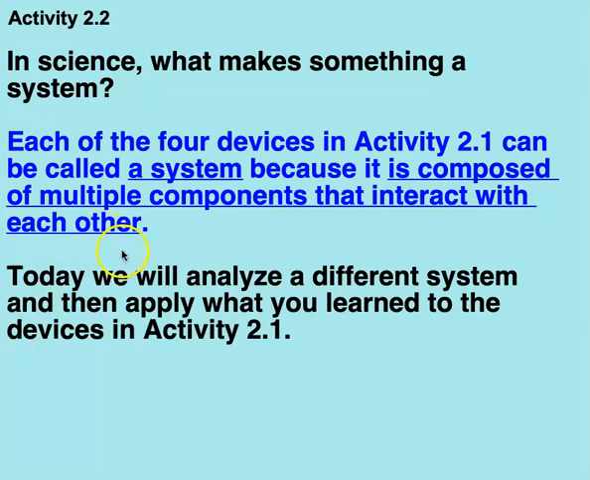So when we talk about systems, and you remember Activity 2.1 we just completed, each of the four devices in Activity 2.1 can be called a system because it is composed of multiple components that interact with each other. If you think of, say, the fan car, it doesn't do us any good to think of the wheels, the axle, the little car, the fan on top, all as separate. The magnetic cannon, it doesn't pay for us to look at every little piece separately. We can and we will break down the magnetic cannon, but we want to look at the whole. And that's what a system is. And that's what we're going to look at today.